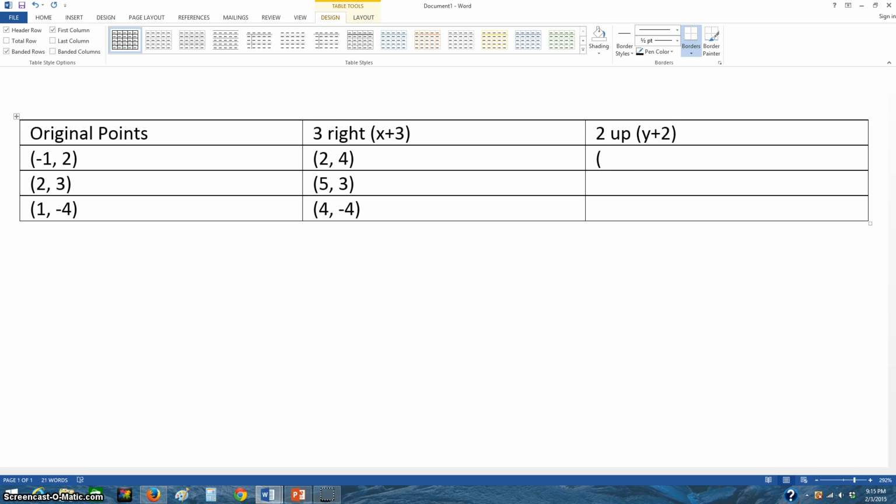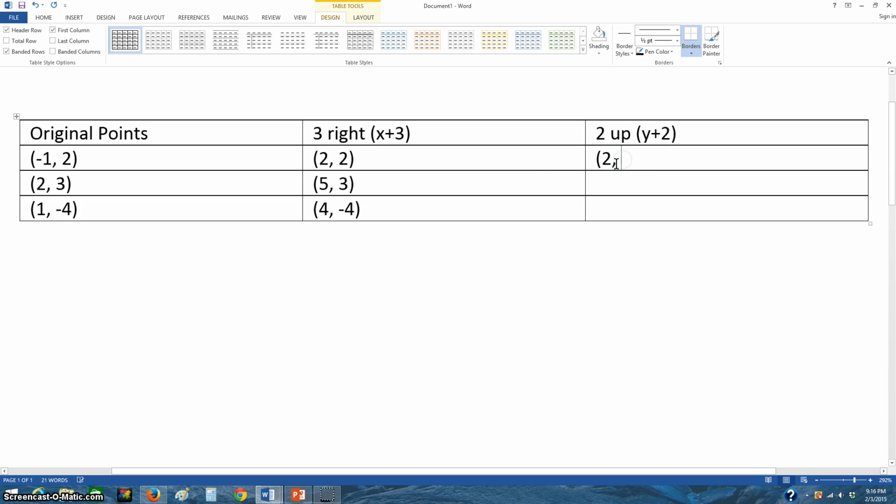So here we're going to have 2 comma 4 plus 2. Let's see. I see a mistake here somewhere. Right here, this should be 2. I have no idea why I added that. So negative 1 plus 3 is 2. Okay, looks good to me.